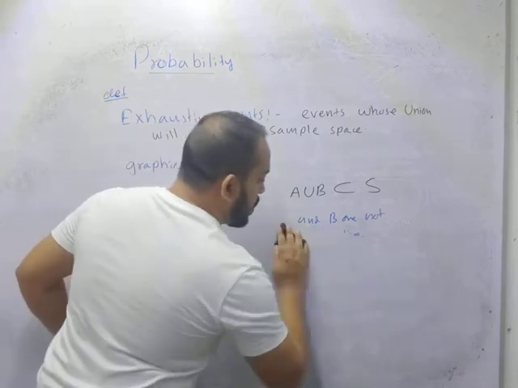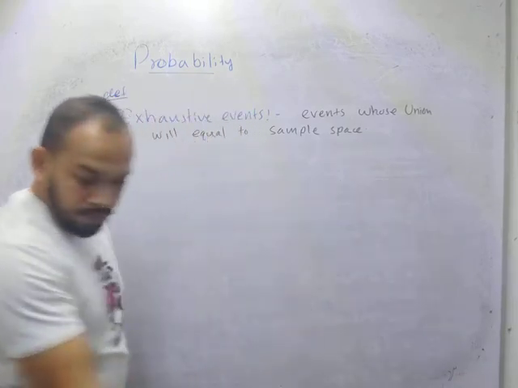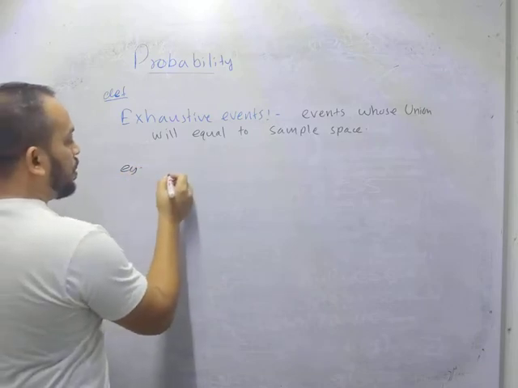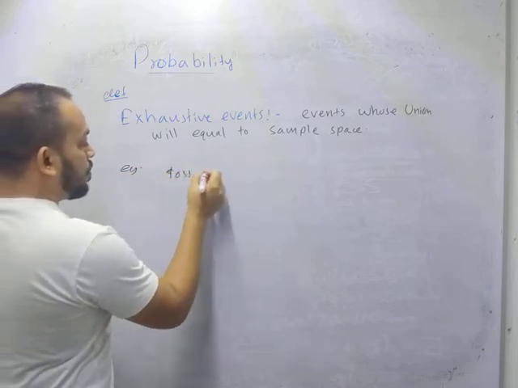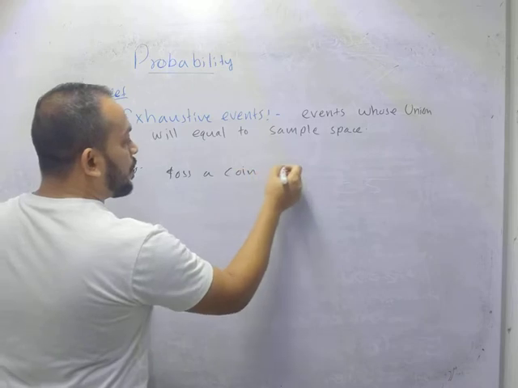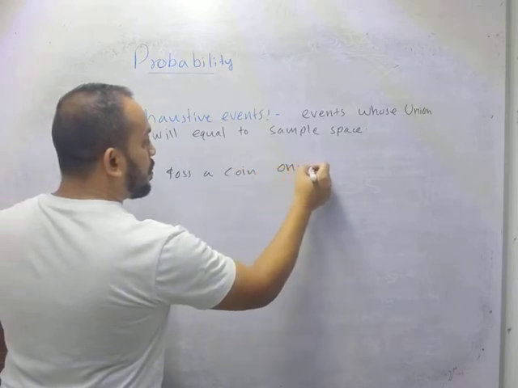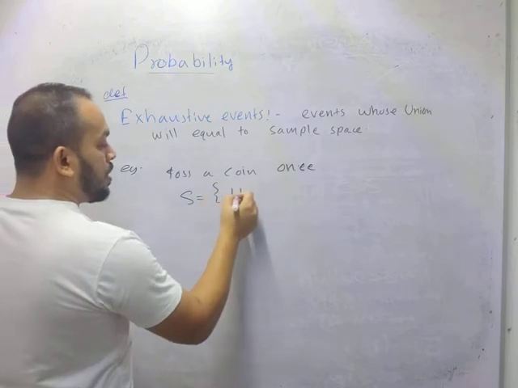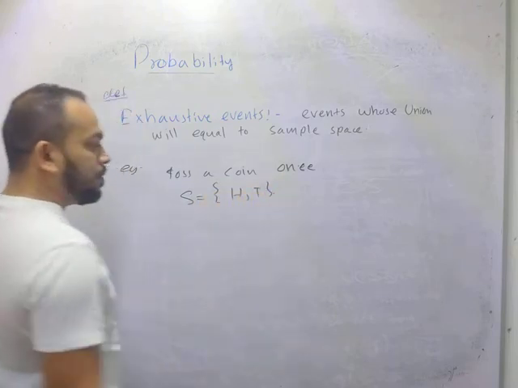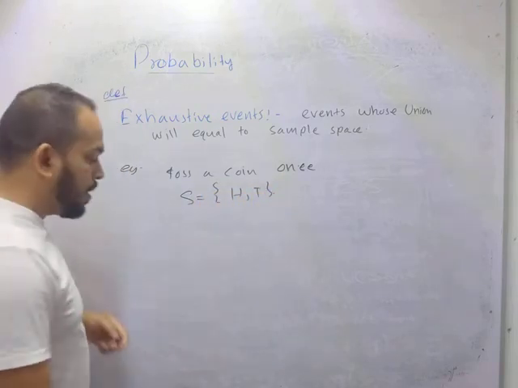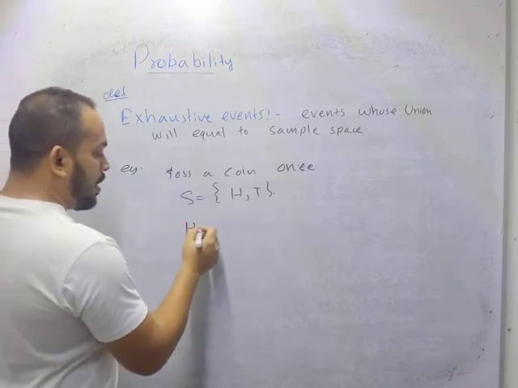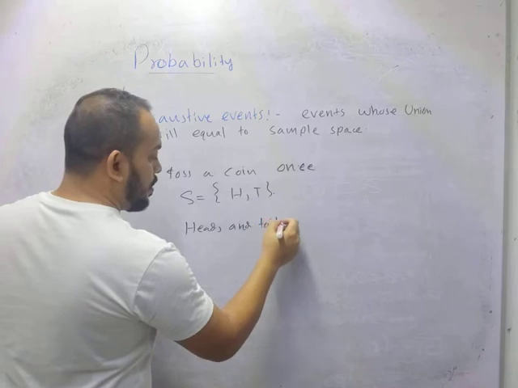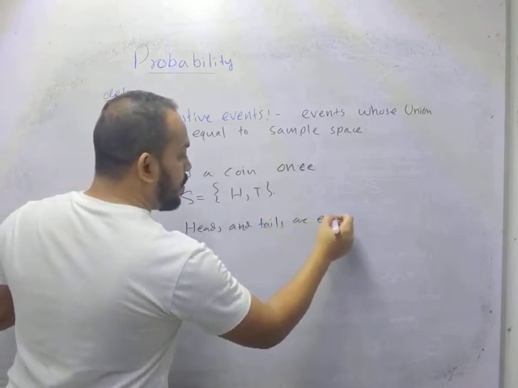Now let's do an experiment. Another example. Toss a coin once. Right. So what is the sample space in this case? Heads or tails. Right. Heads or tails. In this case, heads and tails are exhaustive events.